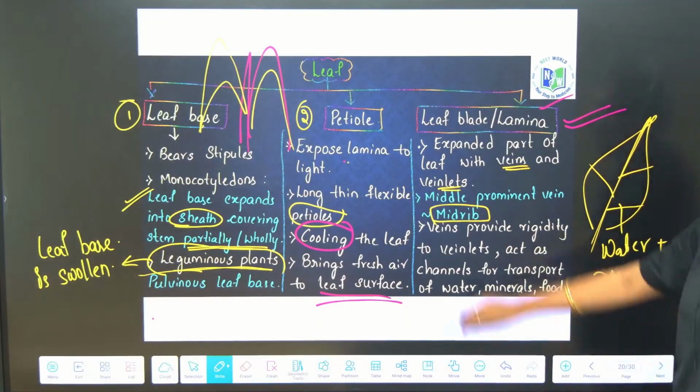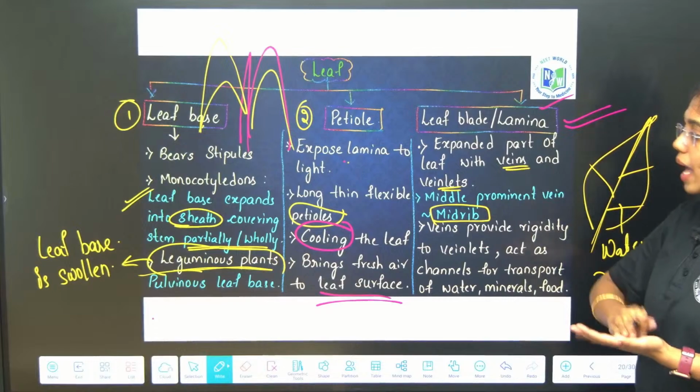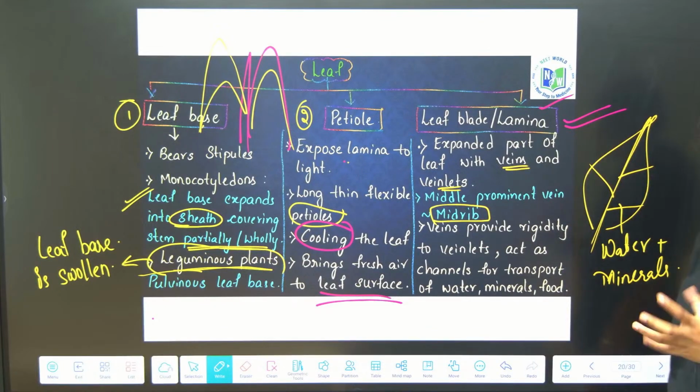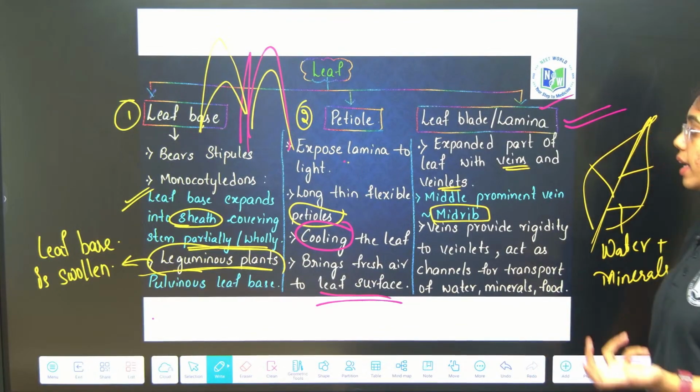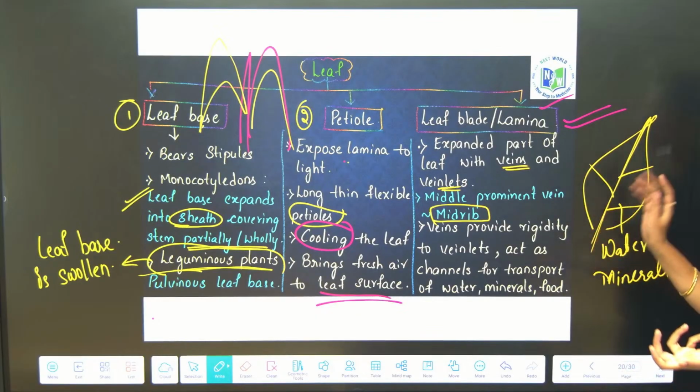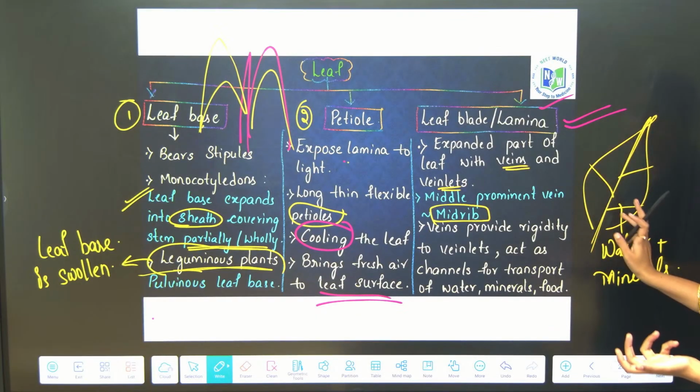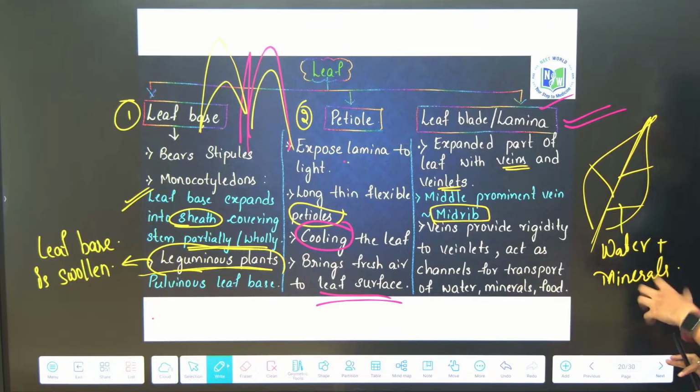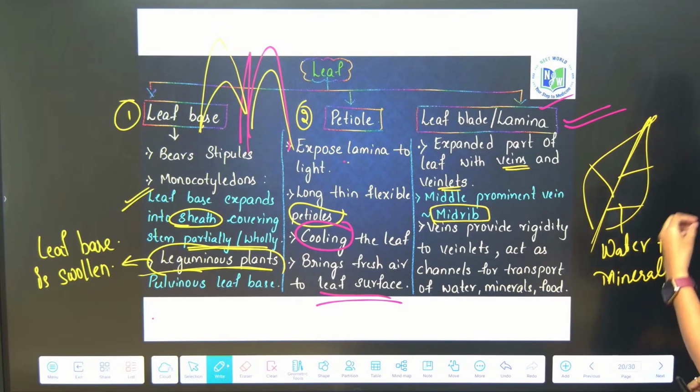The petiole exposes the lamina to the light. It is flexible and it gives a cooling effect. In the leaf blade or lamina, the middle prominent midrib is present, to which veinlets are attached. These are channels for the transport of water, minerals and food.